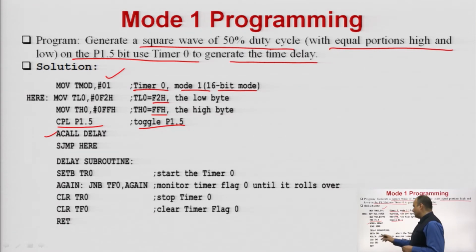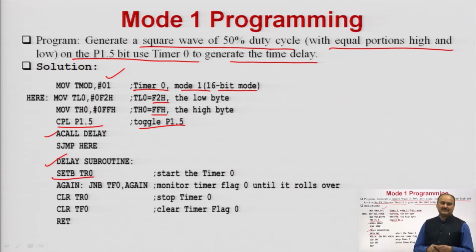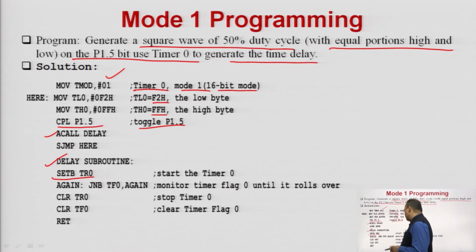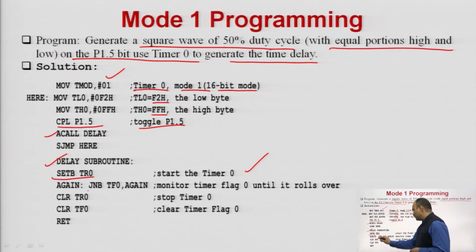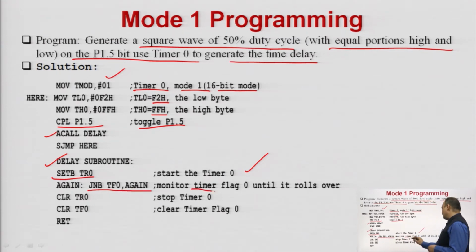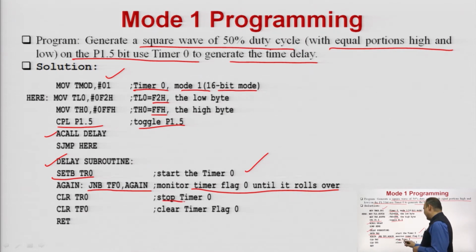It will call the subroutine, that is this delay subroutine, and the first instruction in this delay subroutine is to start the timer with the help of the instruction SETB TR0, because we have already loaded the 16-bit value in the TL0 and TH0 registers. So with this instruction we start timer 0. Then once the timer starts, we need to monitor the timer flag with the instruction JNB TF0. So monitor timer flag 0 until it rolls over. Once it rolls over, come out from the loop, stop timer 0, clear the timer flag, and the last instruction of each and every subroutine is nothing but the RET instruction.